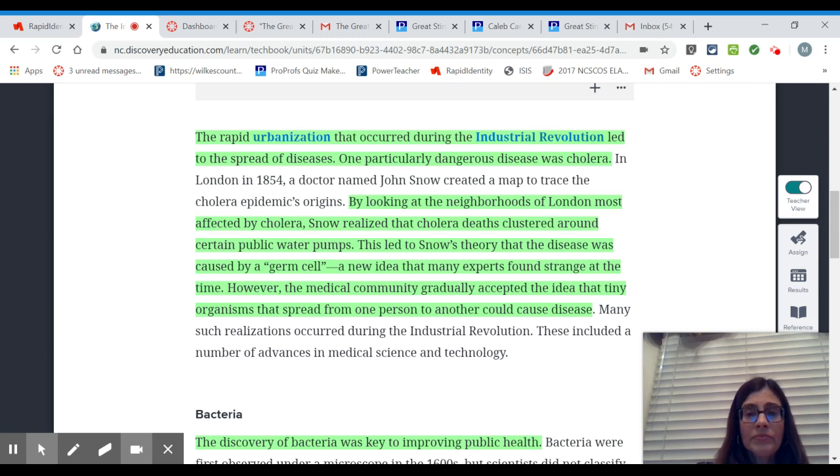So his idea was that the disease was spread by this thing called a germ cell. And it was strange at the time, but the more that they studied his work and his maps, it kind of made sense. And so the medical community gradually accepted his idea that organisms could spread a disease from one person to another. And at this point, they realized that they could pretty much wipe out the cholera.